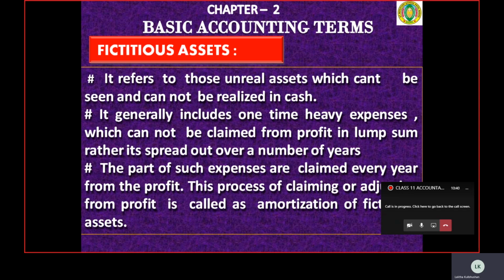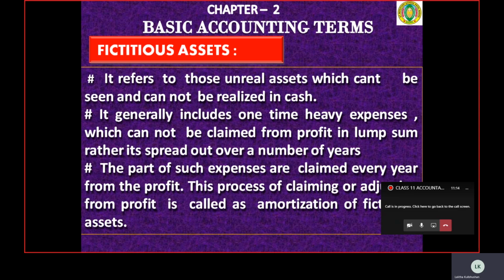But these expenses are very valuable for the firm during the time when they were incurred, not in the coming times. So mostly these assets are in the form of expenses which cannot be compensated with one single year's profit in lump sum. That's the reason it is spread out. So this asset is claimed out of the profit, and this process of claiming out of the profit is called amortization or written off.